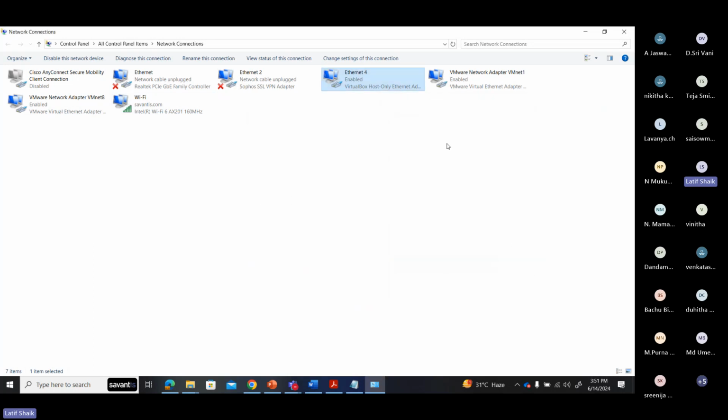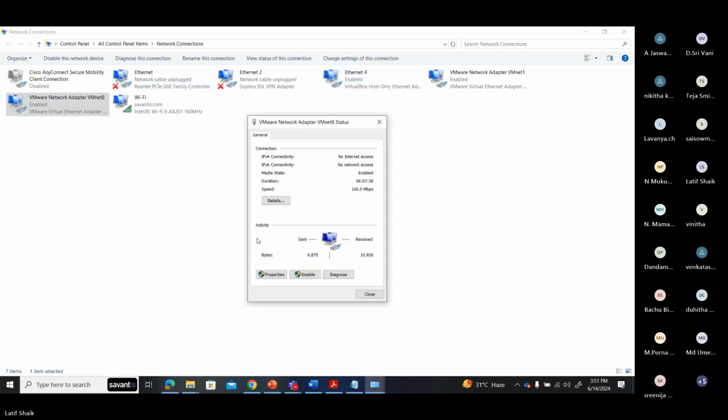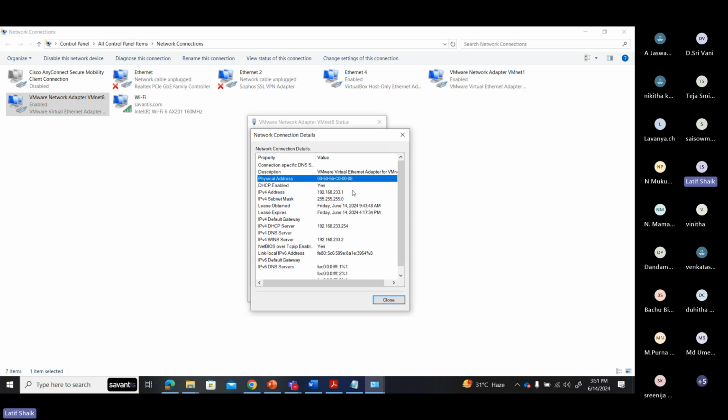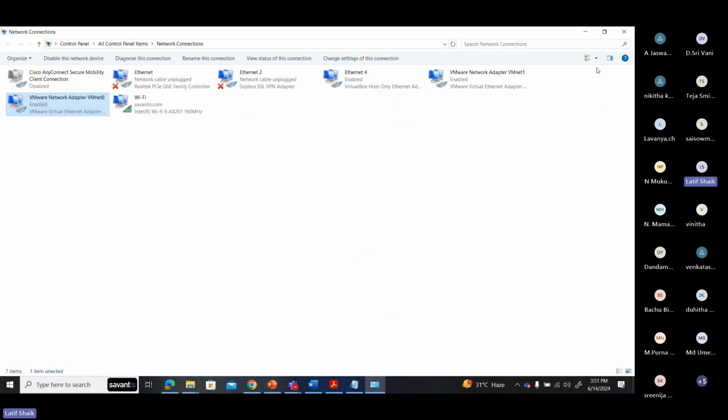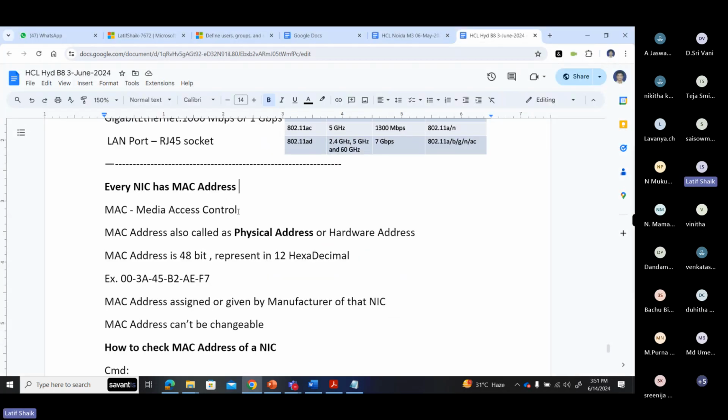Okay. Every NIC, either wired type or wireless type, has a MAC address. What is MAC? Media Access Control. A MAC address is also called a physical address or hardware address.